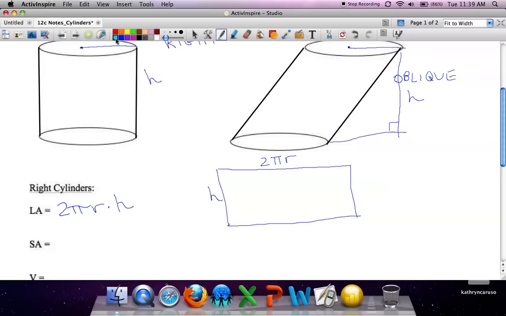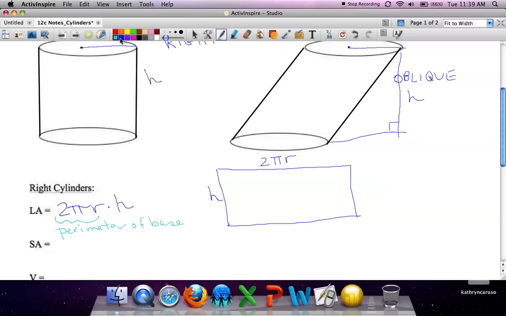Remember, the other day we talked about prisms. The lateral area of a prism is also the perimeter of the base times its height. So it's the same concept, just now with a cylinder. Perimeter of base times the height.